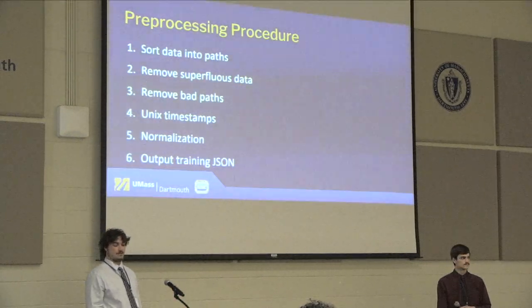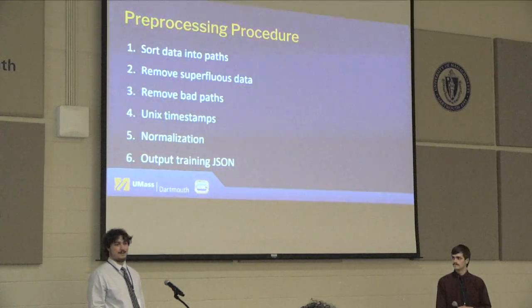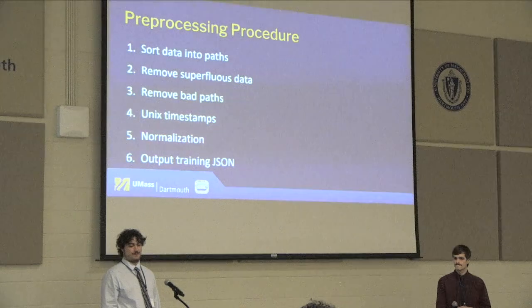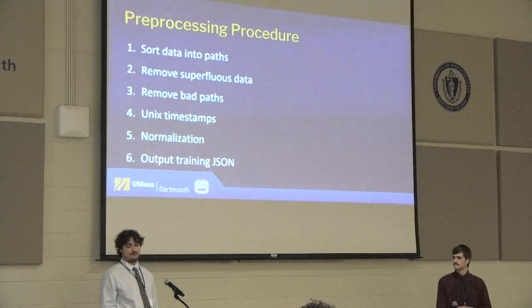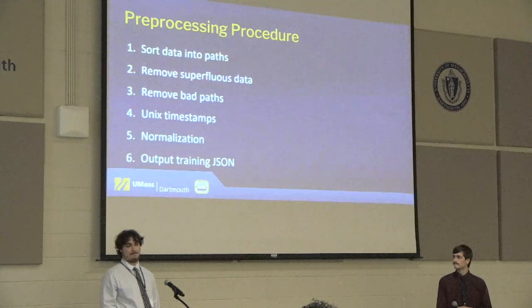Once we have our paths, we then have to go ahead and strip away any superfluous data. There's a bunch of additional information in our data set, like the vessel classification, or maybe the crew count, for example, but that's not really relevant for the purposes of generating paths, so we just drop it from the data set.